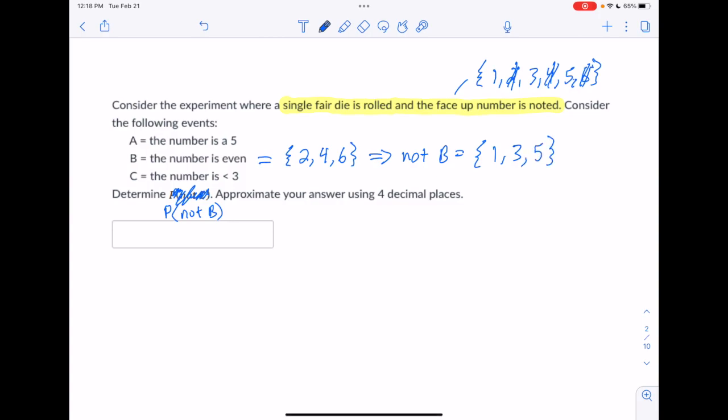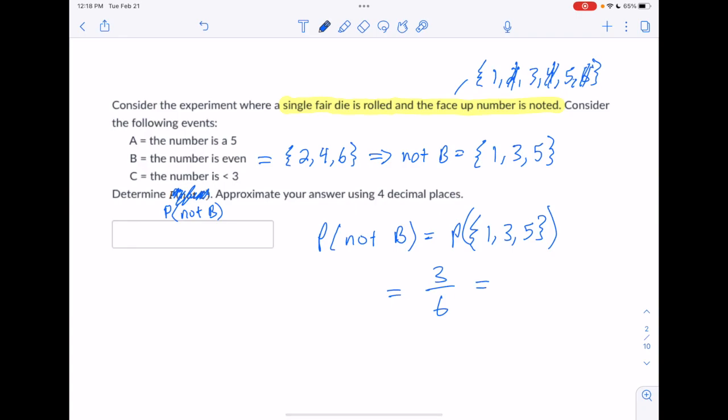So the probability of not B is the probability of rolling a fair die and coming up with the number 1, 3, or 5. That's 3 numbers out of a possible 6 numbers, so that is 0.5. If they want us to use 4 decimal places, that's if we approximate. If we get an exact answer, we can put less. So we can just put 0.5, and that will be the answer here.